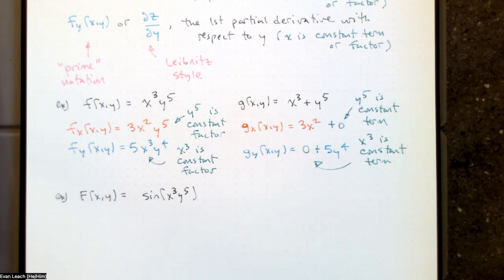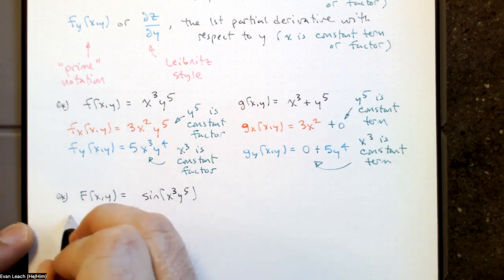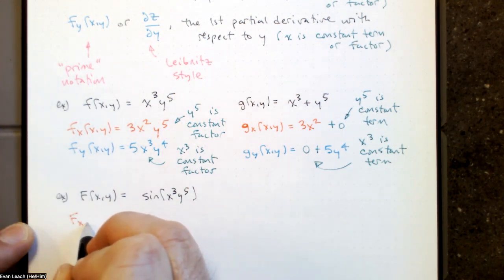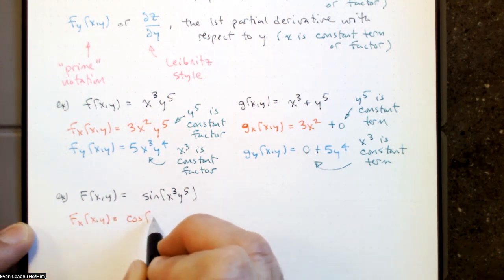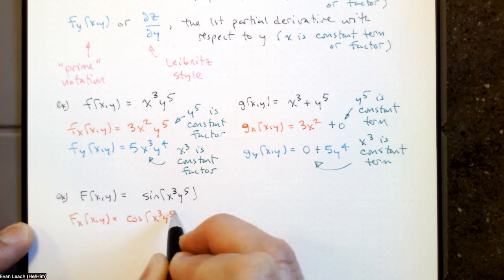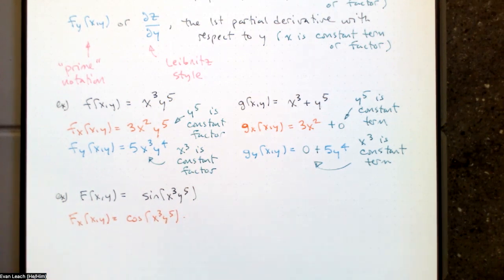But here we got the chain rule. The derivative of sine of something. If I want the derivative of sine of something, the derivative of sine of something is cosine of that thing times the derivative of that thing. And in this case, the derivative of x cubed y to the fifth with respect to x is 3x squared y to the fifth.